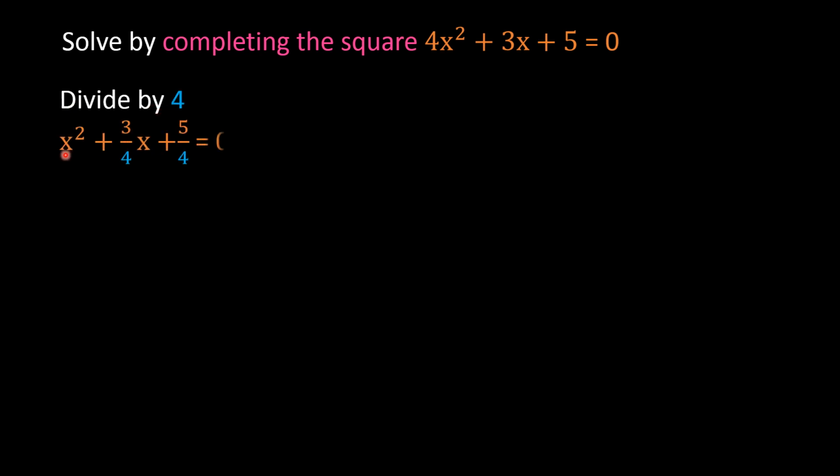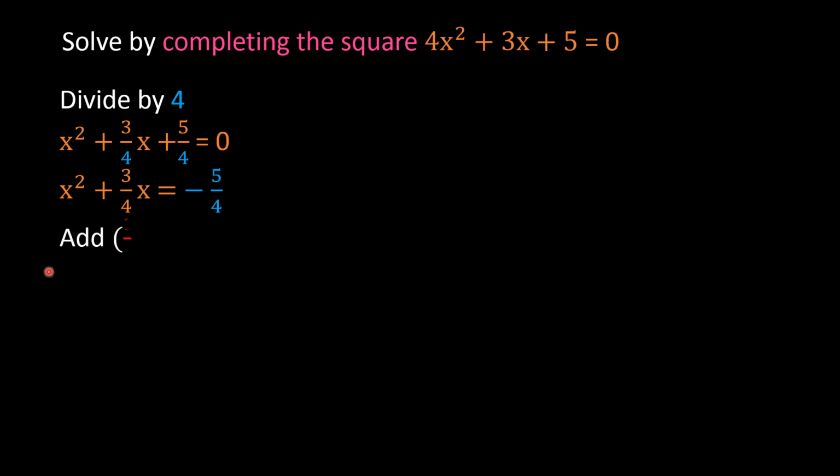Solve by completing the square. 4x squared plus 3x plus 5 equals 0. Here the coefficient of x squared is 4. So we will divide throughout the equation by 4. So we get x squared plus 3 divided by 4 x plus 5 divided by 4 equals 0. Now we will take this 5 divided by 4 to the right hand side. It will become minus 5 divided by 4.